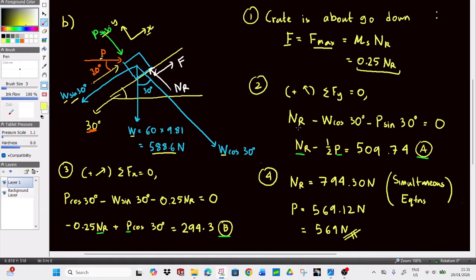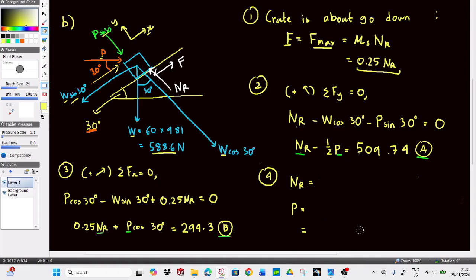Okay, so your NR minus W cosine 30 minus P sine 30 equals 0. This equation is the same. But for this equation, what's happened now is that it becomes a plus. So now your NR becomes a plus. And yeah, you get this answer. So if you solve the equation simultaneously now, your results will be different for your N and for your P.